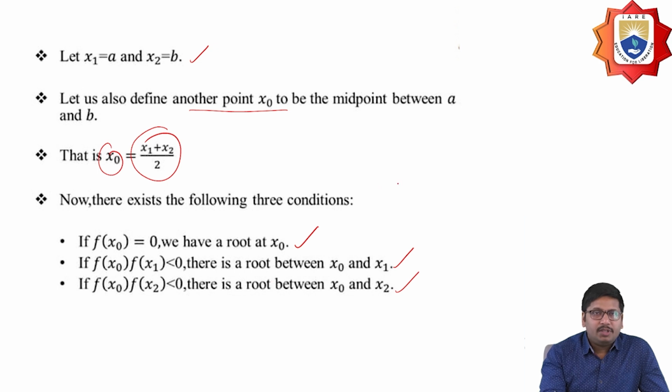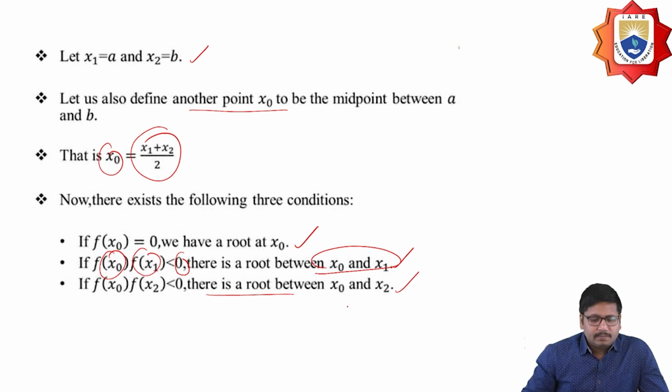Now we have three conditions. If f of x0 equals 0, then we have the root at x0. If f of x0 times f of x1 is less than 0, then the root is between x0 and x1. If f of x0 times f of x2 is less than 0, then the root is between x0 and x2.